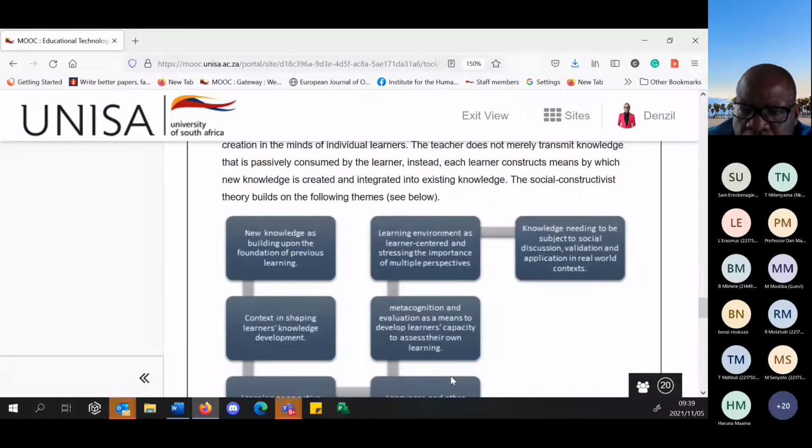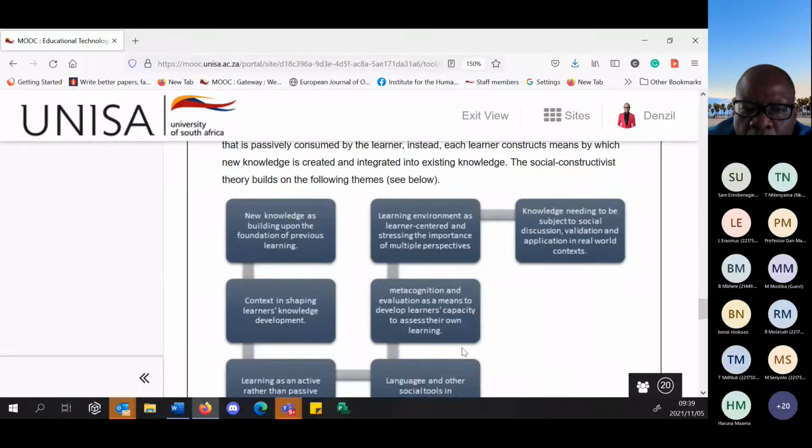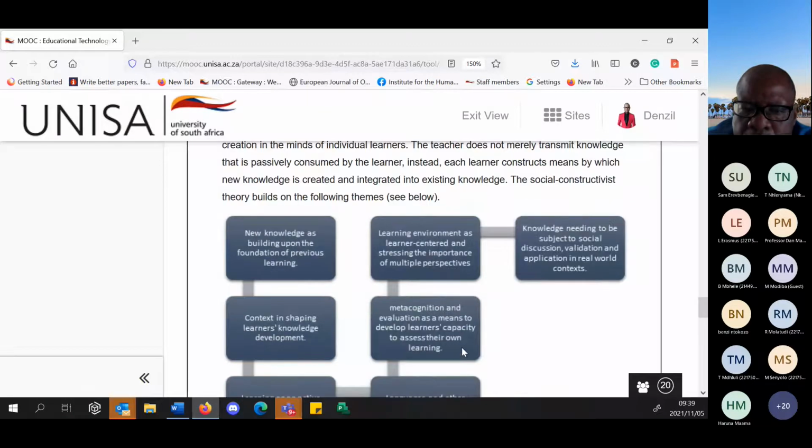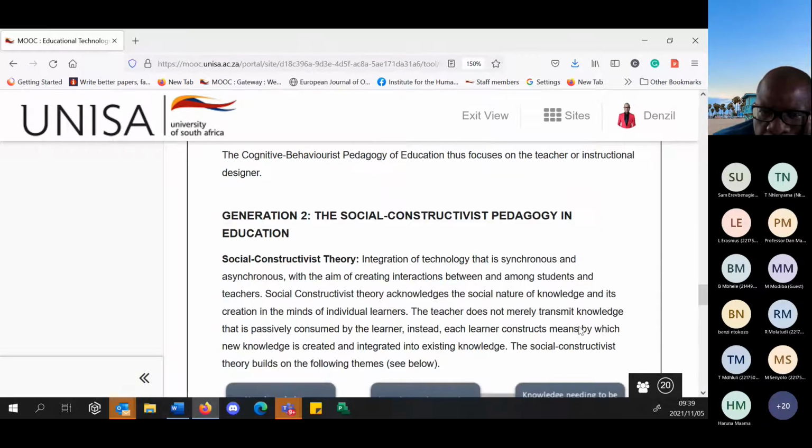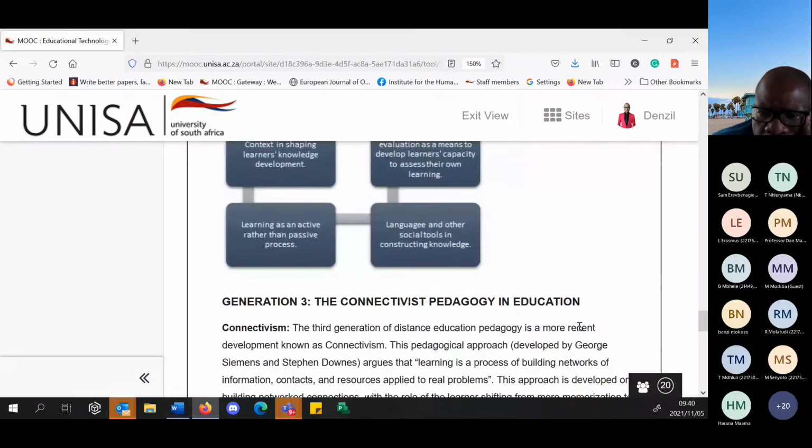And I don't know if you heard of that concept of non-grading, but something that you should actually Google up, because the idea of non-grading is quite interesting, and the way it's now pushing learners to move beyond just grading themselves, but really thinking of assessing their learning competencies as opposed to a grading element. And then knowledge needing to be subject to social discussion, validation, and application in real world context. This is what he terms the social constructivist approach towards education, and how this happens in the online space.